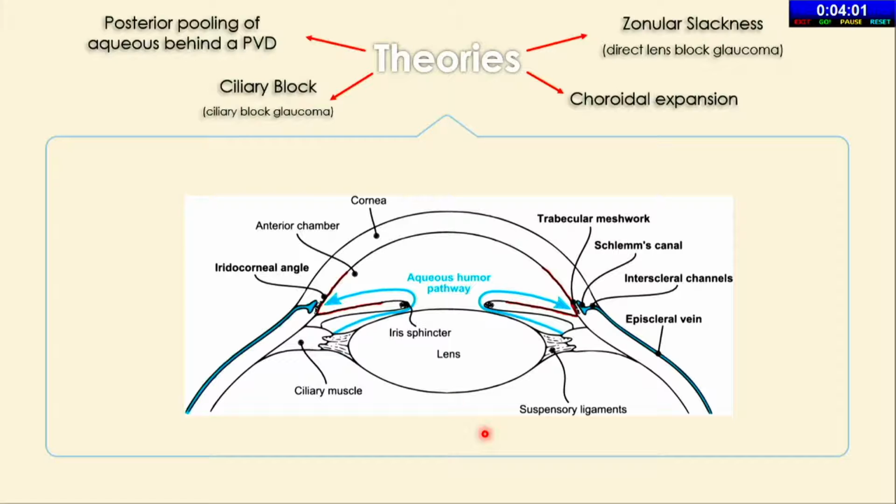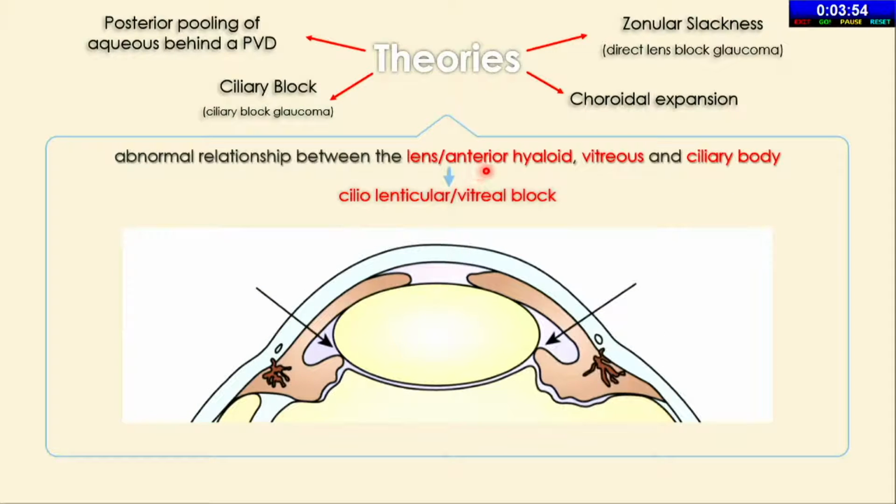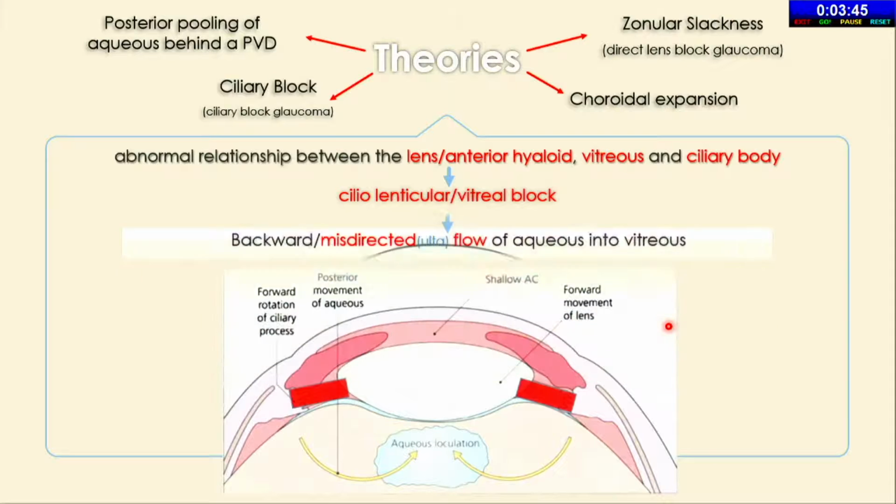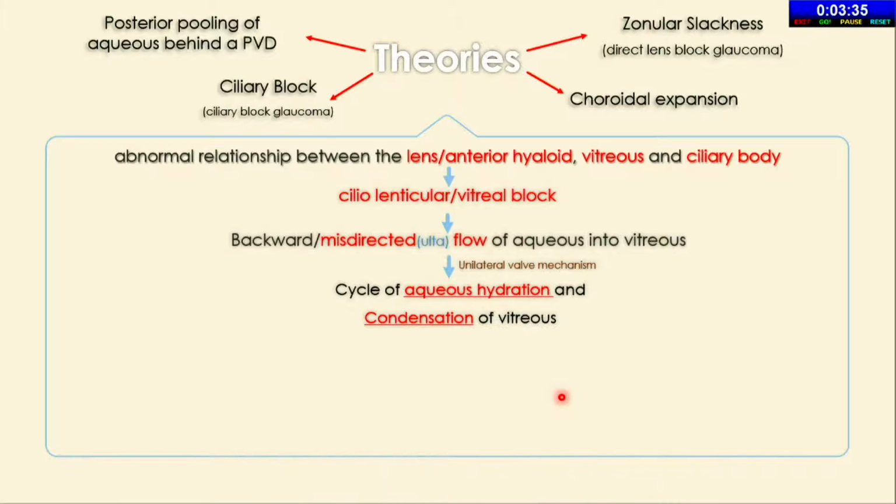But the basic concept is this. Normally, aqueous from the ciliary body flows via the pupil into the anterior chamber. In this condition, there is an abnormal relationship between the lens, the vitreous, and the ciliary body, leading to ciliolenticular contact in the equatorial region of the lens. This causes backward or retrograde flow of the aqueous into the vitreous, causing a block here, and it takes the path of least resistance. Now this causes a unidirectional valve mechanism which leads to a constant cycle of aqueous hydration and condensation of the vitreous.